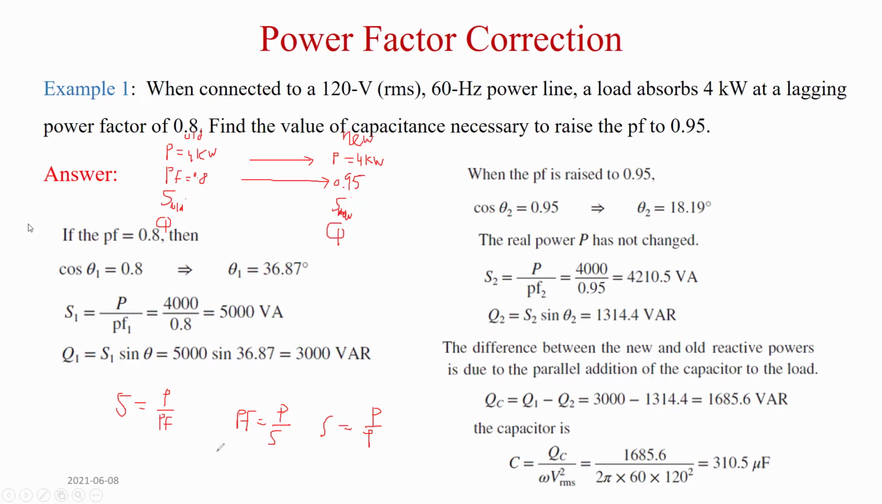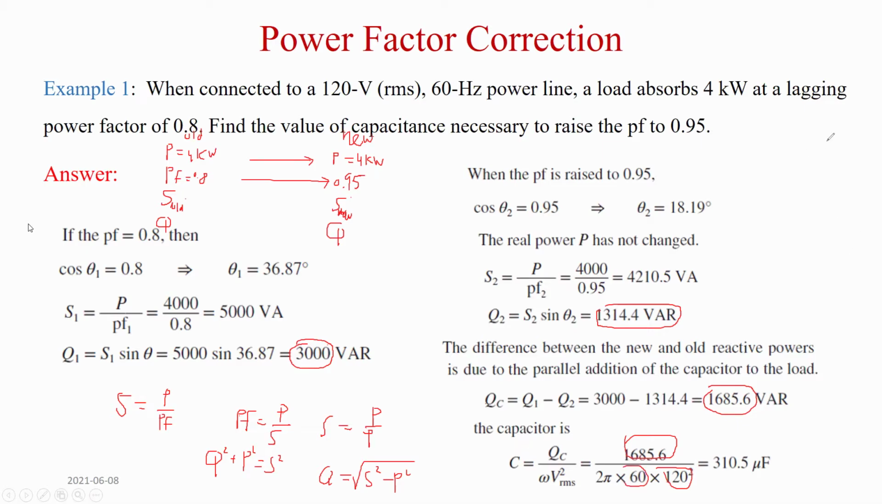Then I can find the Q. Q squared plus P squared equals S squared. From here, if I want Q, Q equals the square root of S squared minus P squared. I find Q. This is the old Q. This is the new Q. The difference between them is QC. This is QC. I have QC. I have the voltage. I have the frequency. I can find the capacitor.